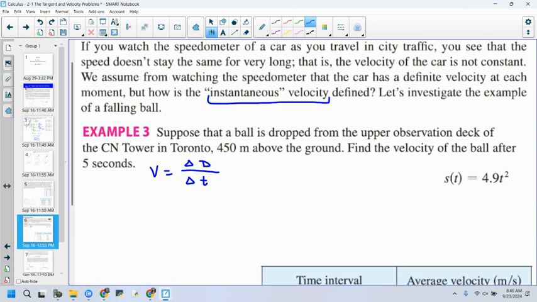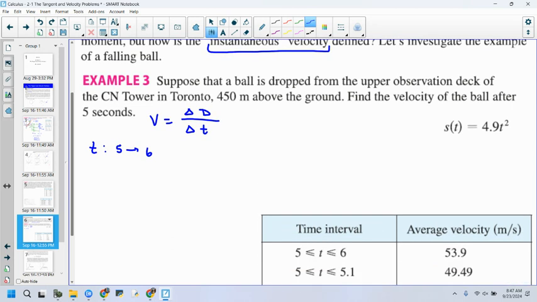Now, if I want to calculate change in distance, I'm going to calculate it in relation to the time I'm looking at. For example, from time 5 to 6, I'm going to calculate the average speed over the time period 5 to 6 seconds. That's a big gap, right? A whole second? That's a lot. I'm going to be changing a lot within that second.